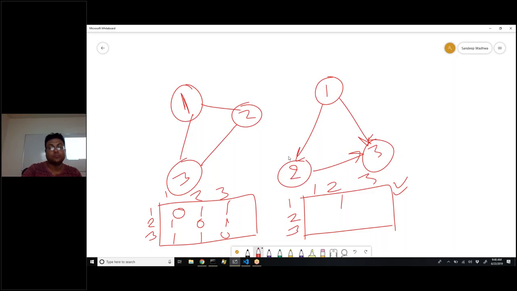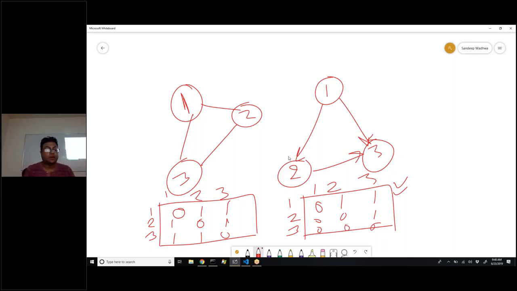1 is connected to 2, but 2 is not connected to 1. This edge does not represent that. Then 1 is connected to 3, 2 is connected to 3. So we understand the difference.